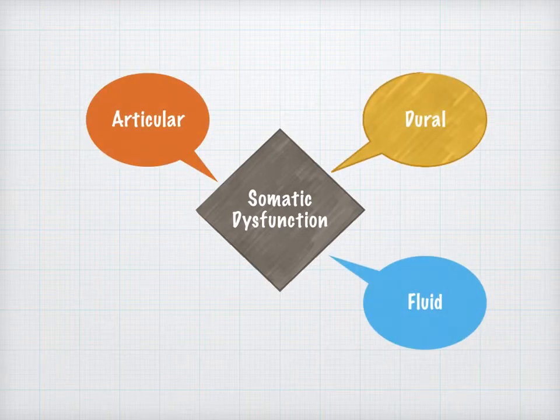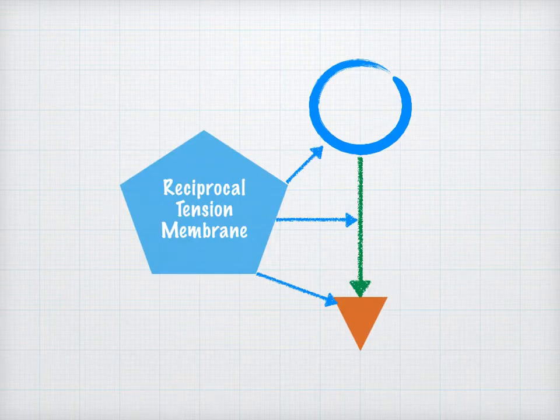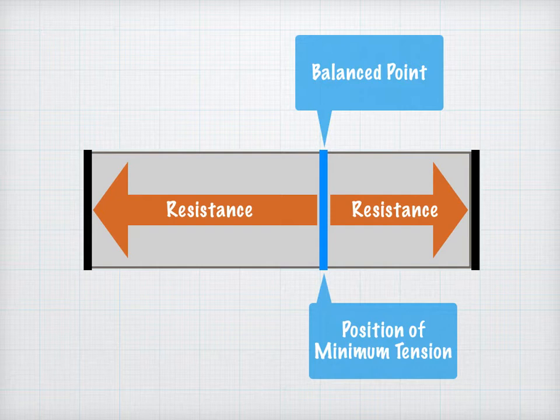Somatic dysfunction within osteopathic cranial manipulative medicine can be articular, dural, or fluid. So now back to the proposed mechanism of action. The reciprocal tension membrane is used to balance the tension within the system. The balance point is the most neutral position possible to reduce the tensions to an absolute minimum.